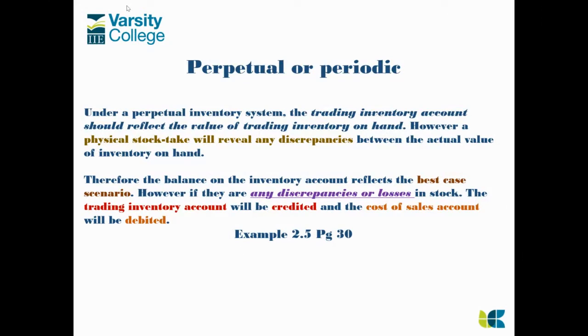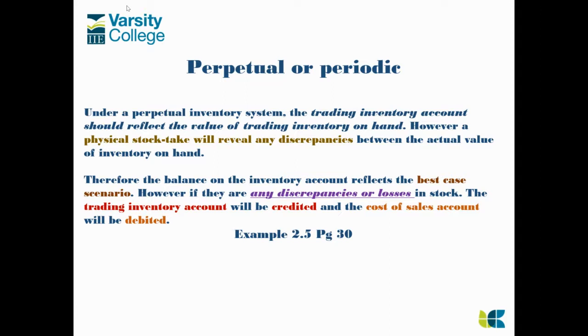Okay, so here in the last paragraph it says, therefore the balance continues to account reflects the best case scenario. However, if there are any discrepancies or losses in stock, the trading inventory account will be credited. Remember, the trading inventory account is an asset account. So the increase is on the debit side, and the decrease on the credit side. So if we're crediting it, it's because it's decreasing. What have we lost? We've lost stock. We've lost inventory. So that's why we're crediting the trading inventory account.